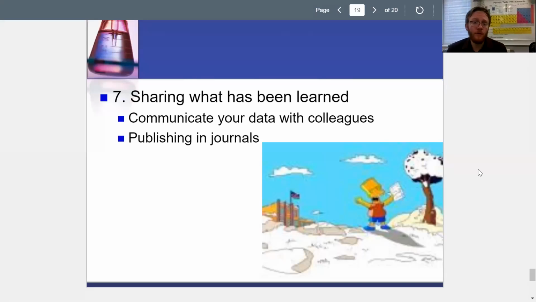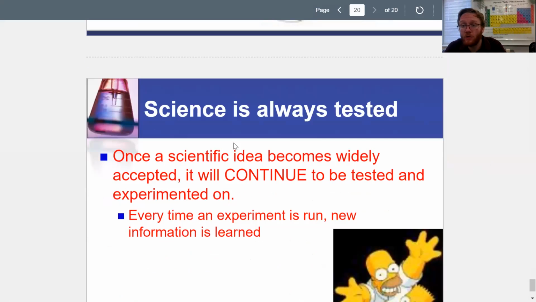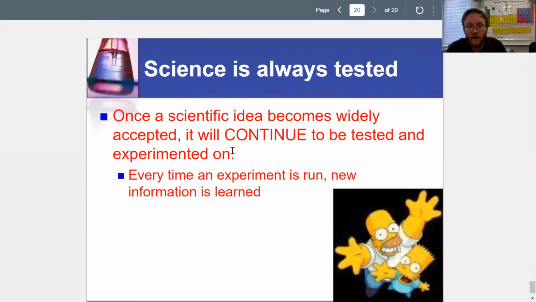So you're going to communicate that data with your colleagues, which means you're going to take that data, your conclusion, your hypothesis, you're going to put it all together and put it out there for people to test. You're going to record everything you did carefully so that they can go back and do it themselves and check to see whether what you're saying is true. Make sure you didn't make any accidents. Maybe it's your equipment. Maybe it's the way you looked at it.